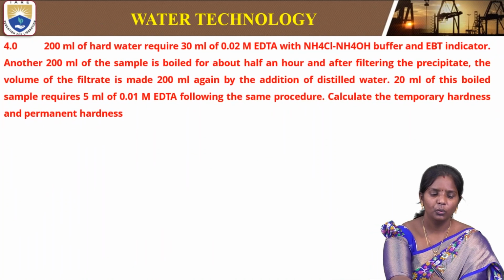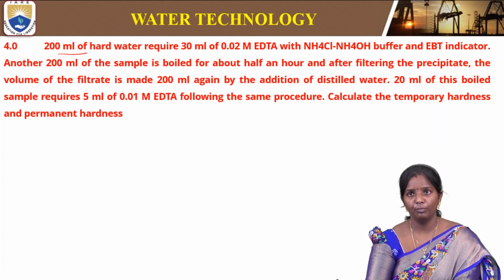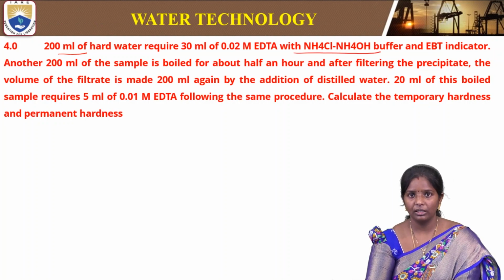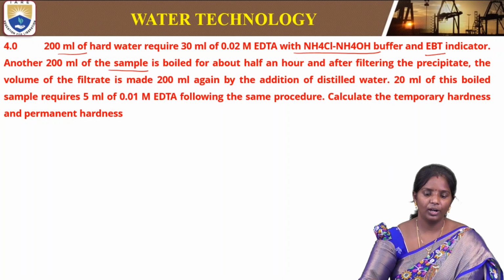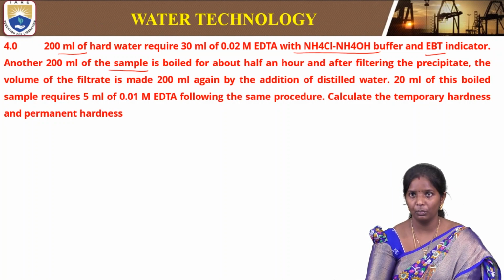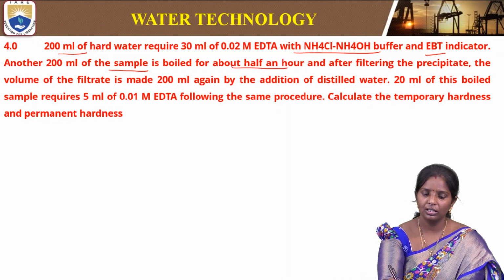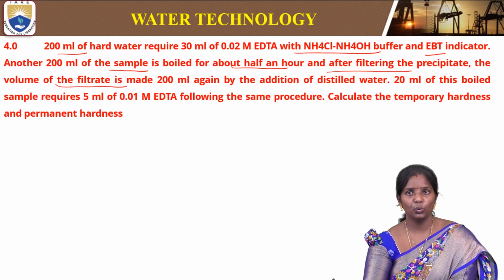Next one: 200 ml of hard water requires 30 ml of 0.02 molar EDTA with ammonium chloride, ammonium hydroxide buffer. That is nothing but maintaining pH 10, with EBT indicator. Another 200 ml of water is boiled. What are we doing here? We are boiling another 200 ml of water, which means we are removing temporary hardness. It is boiled for half an hour and filtered.